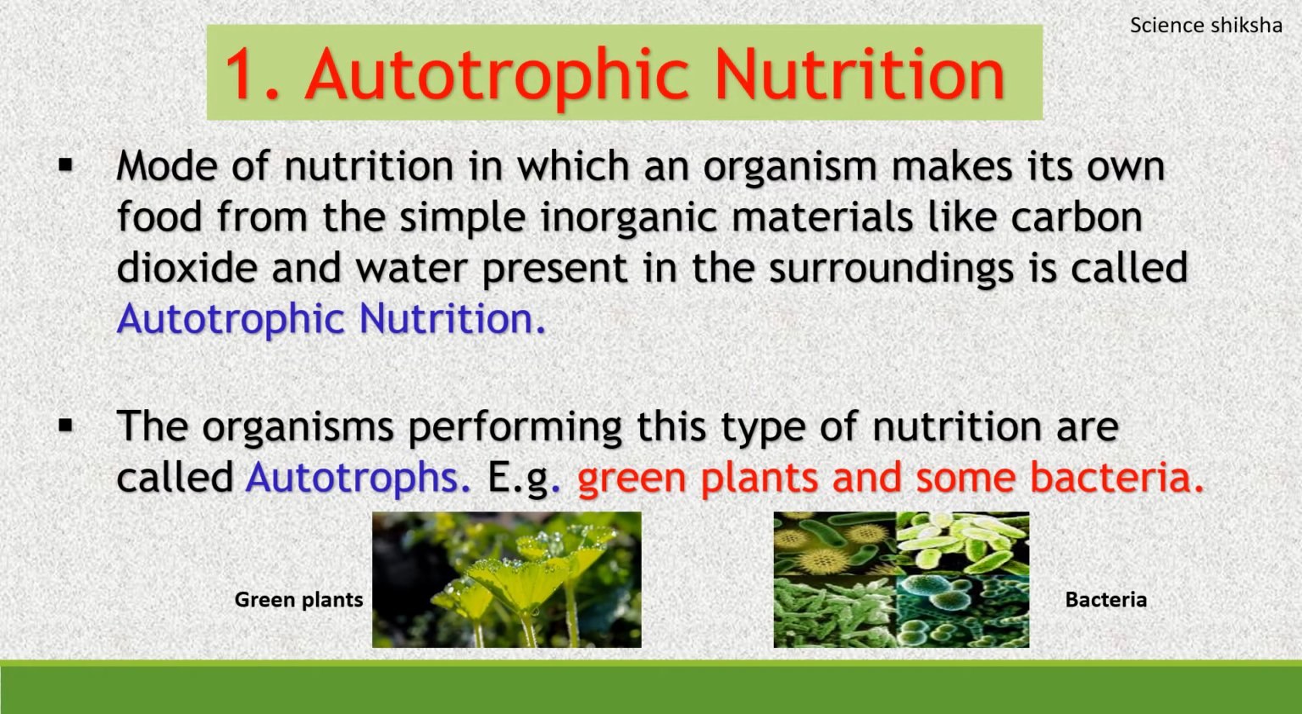First type of nutrition is autotrophic nutrition. Auto means self. It means that in this mode of nutrition, organism makes its own food from the simple inorganic materials like carbon dioxide and water present in the surroundings. The organisms performing this type of nutrition are called autotrophs. All the green plants and some bacteria are the examples of autotrophs.